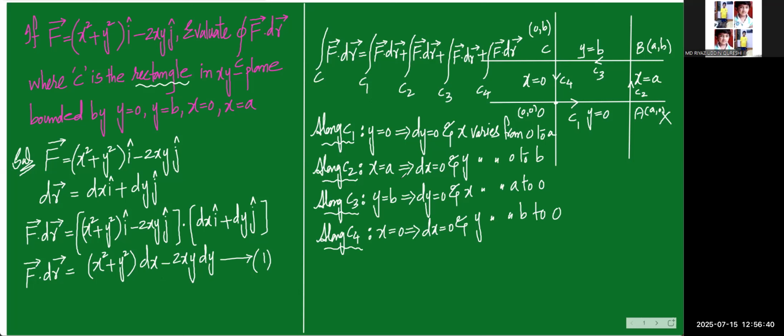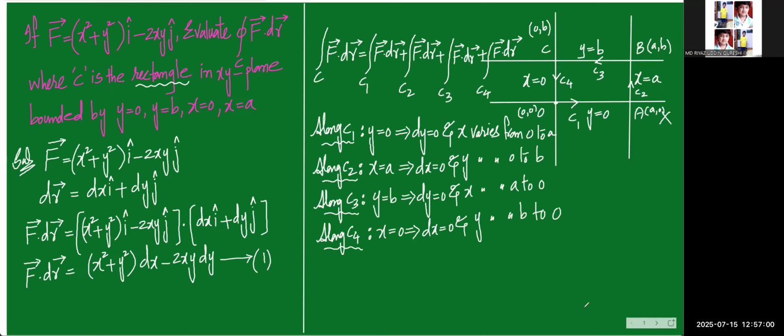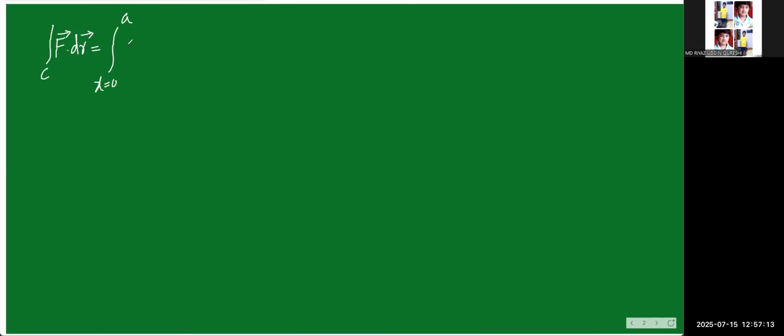F dot dr is common for all. So let us finish this problem. Next page I'll take. Integral over C of F dot dr is equal to, in the first line you can see x limits are 0 to a. Now see the verification. If you substitute this condition, y is 0 and dy is 0, in equation number 1, y is 0 means this part is 0, dy is 0 means the second part is 0. Only x square dx is left over. What is the verification?